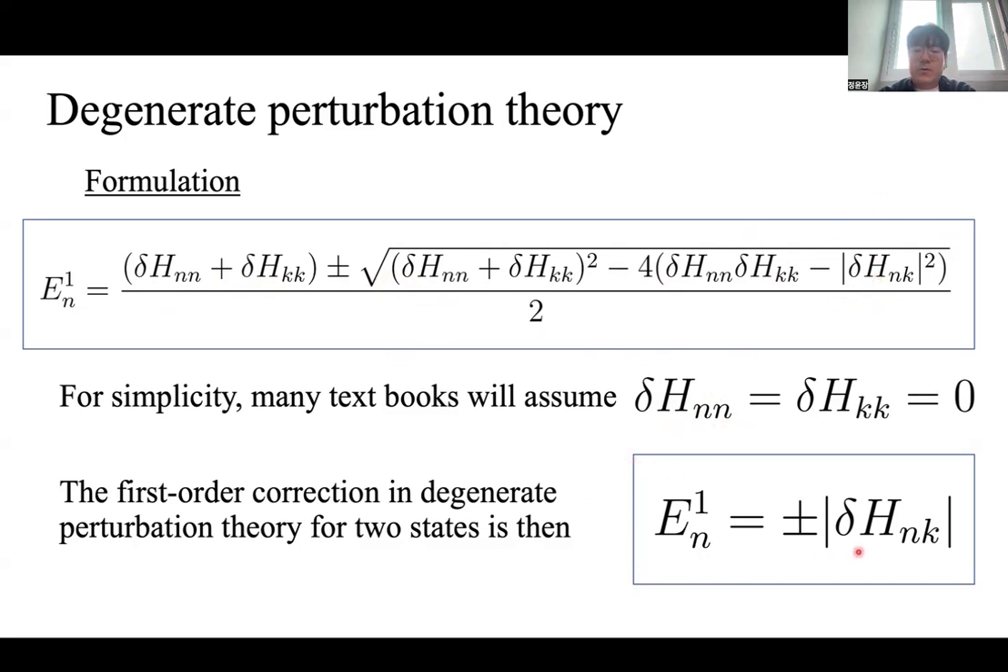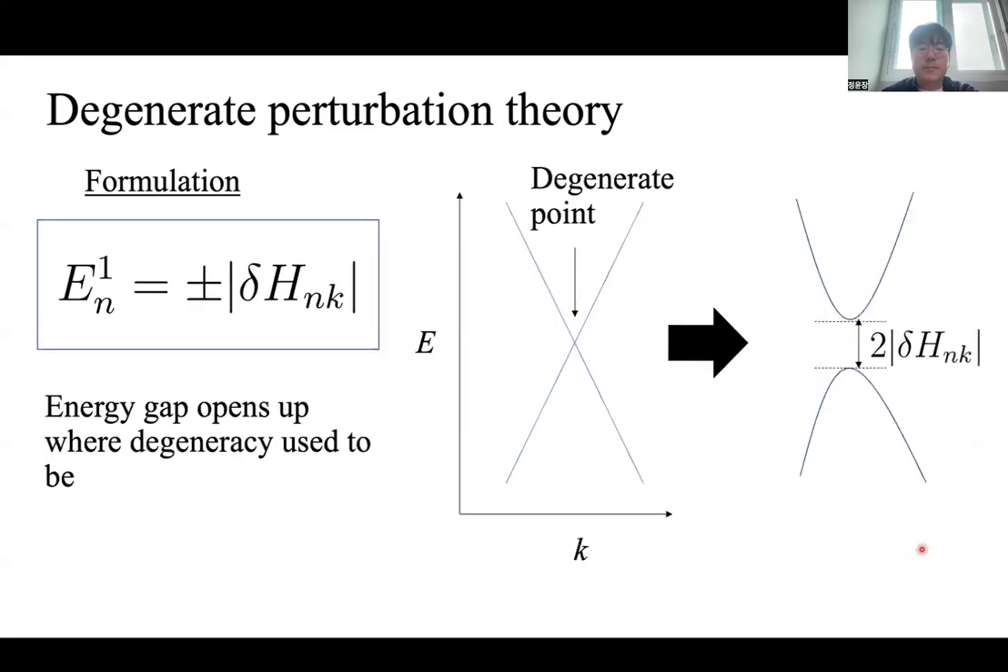So then the first order correction just becomes plus minus the absolute value of delta H, K. Remember, this is the expectation value of this Hamiltonian with respect to these two vectors here. So this is our answer. This is what you get.